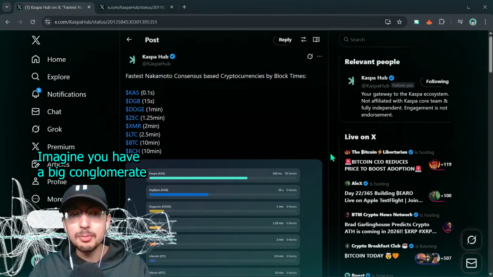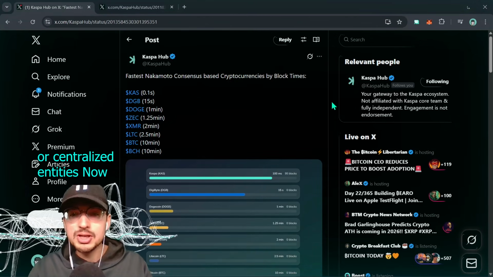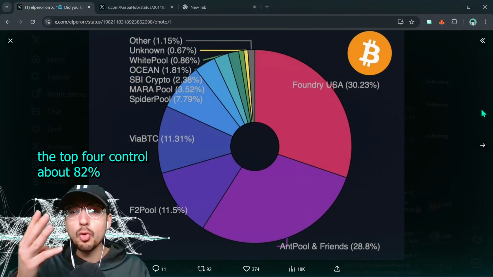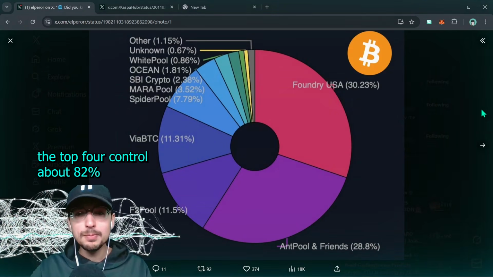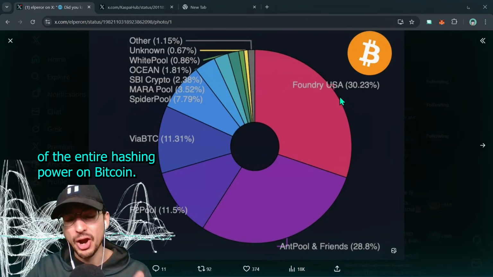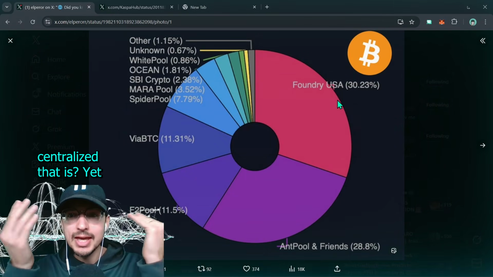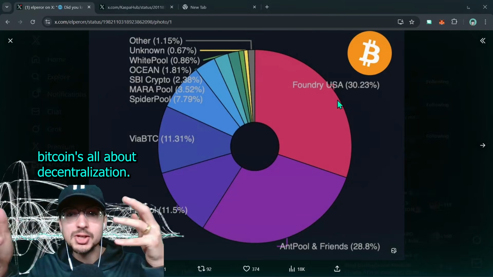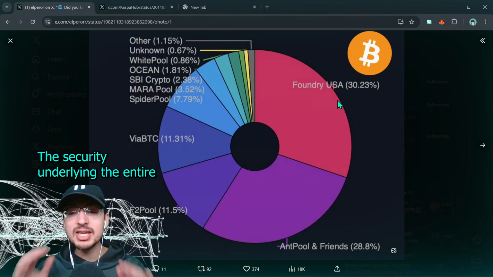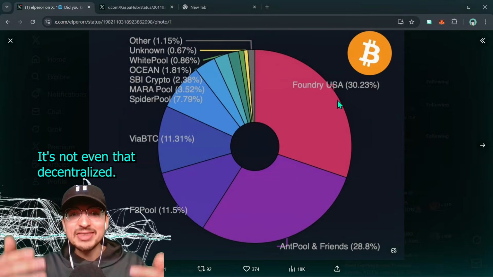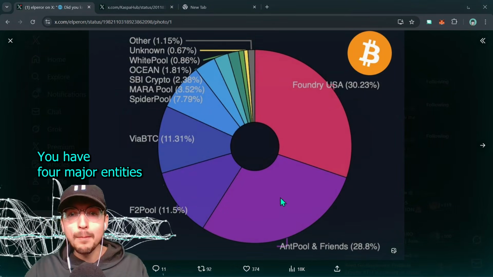Imagine you have a big conglomerate of mining pools, for example, or centralized entities. Now, the top 4 mining pools on Bitcoin control about 82% of the entire hashing power on Bitcoin. Do you understand how ridiculously centralized that is? Yet Bitcoin's all about decentralization, yet its hashing power, the security underlying the entire network of Bitcoin, is not even that decentralized. You have 4 major entities.